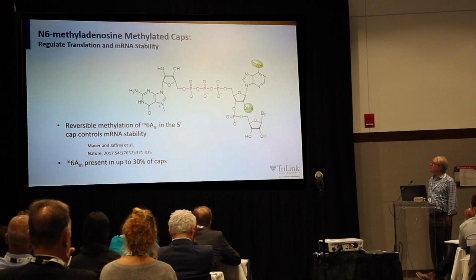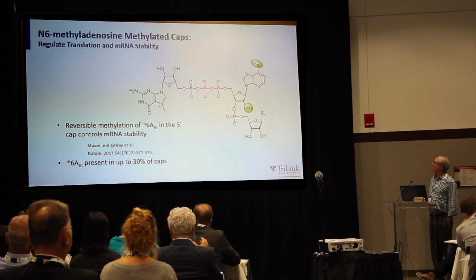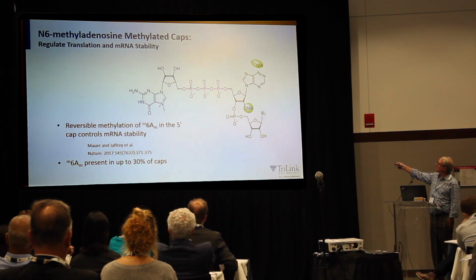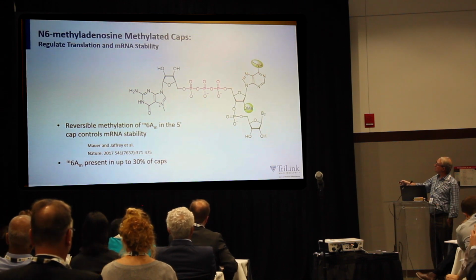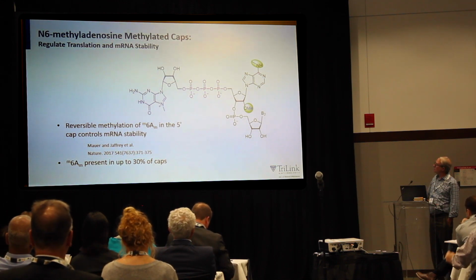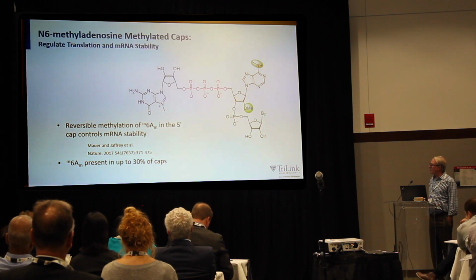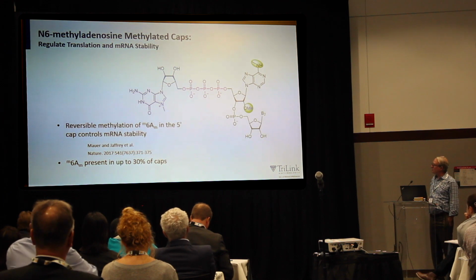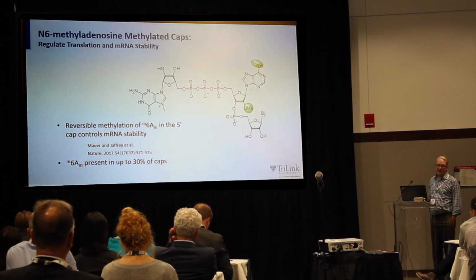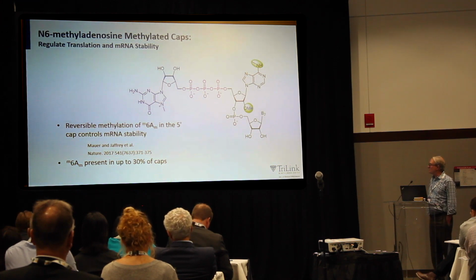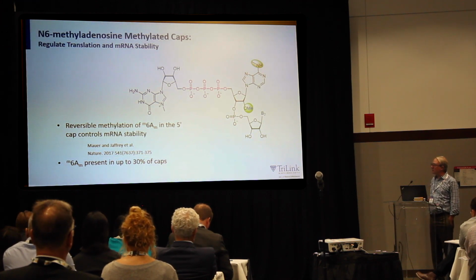There's also another additional cap that's been recently appreciated, which we call M6AM. That is at the N6 position of adenosine. Here, there's an additional methylation event in addition to the methylation that makes cap1. There's a really nice paper I recommend from our collaborator Sammy Jaffrey in Nature recently, where they showed that M6AM was very prevalent in up to 30% of caps in eukaryotic messages, and that they had evidence that it regulated translational initiation and mRNA stability.